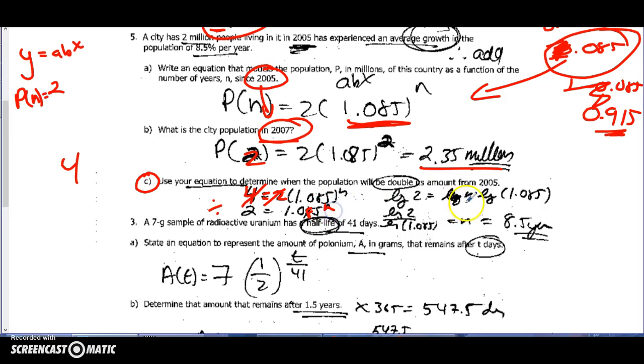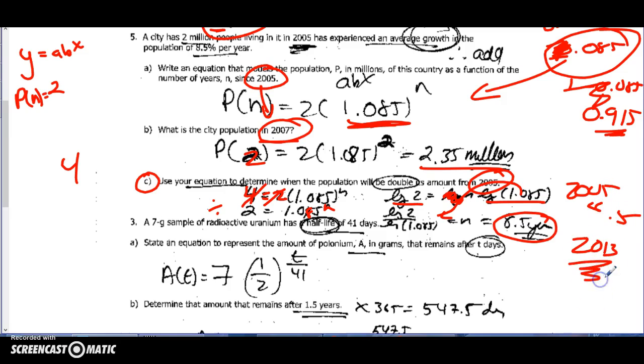Now what I'm looking for is up here, and that's when we bring in our friend the log. Log 2 on this side, log 1.085 on this side, that's garbage, and bring the n down. Now I have this on this side, I bring this over, and I divide, so log 2 divided by log 1.085 is 8.5 years. If this says when did it happen, you would say 2005 plus 8.5 years would be 2013, sometime in 2013 or before 2014, it could be your actual word answer.